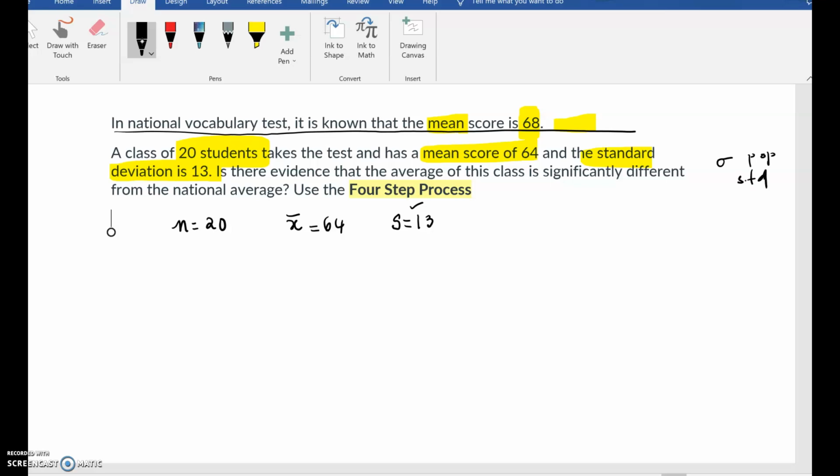So we need to know the difference between these two because it's very important to figure out whether we know sigma or we don't know sigma. So clearly here, we do not know sigma. We only know S. And how do we know that? Because a class of 20 students, they're talking about the sample.